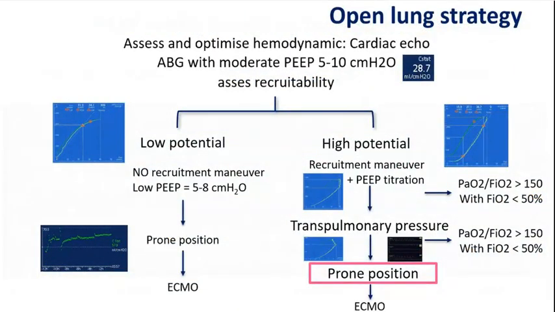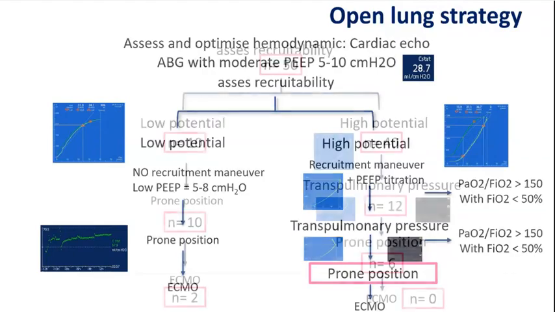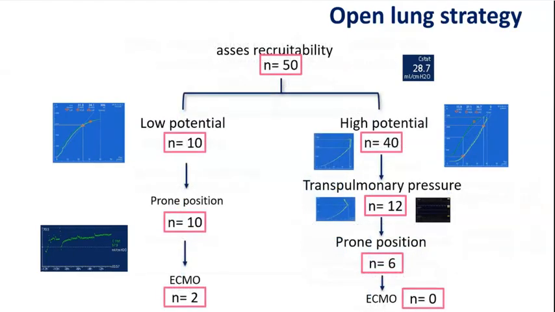Okay, and if using the transpulmonary pressure is not sufficient to improve oxygenation, then of course we can prone the patient and go to ECMO. So just to finish and to give you some numbers, we have used this algorithm for several years now, and this is to show you how the patients are distributed in our experience.